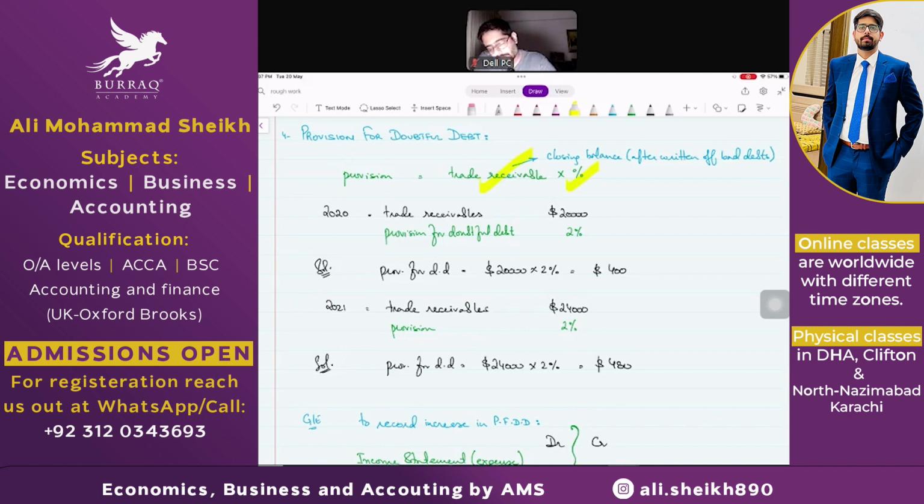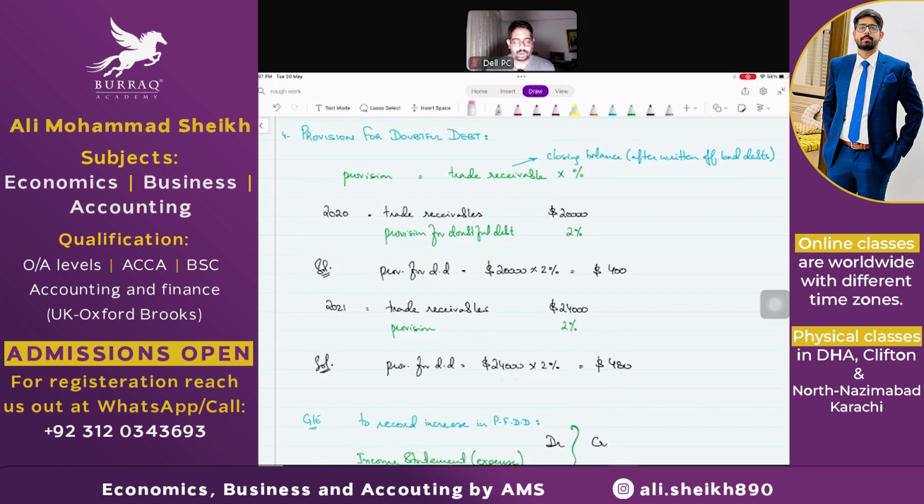Let's take an example again. I've assumed that in 2020 the trade receivable balance is $20,000 and the provision for doubtful debt is charged at 2%. So provision for doubtful debt for this year would be 20,000 times 2%, which gives $400. Next year, in 2021, the trade receivable balance stood at $24,000 and again the provision percentage was 2%. Now in 2021, provision for doubtful debt would be 24,000 multiplied by 2%, which gives $480. So now here's the catch. In this topic, when you find provision for doubtful debt, it needs to be compared with the last year balance.